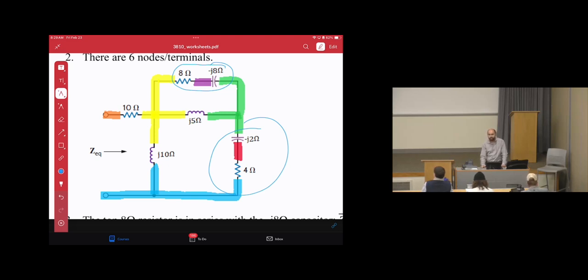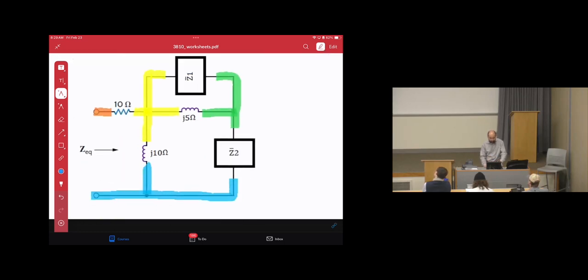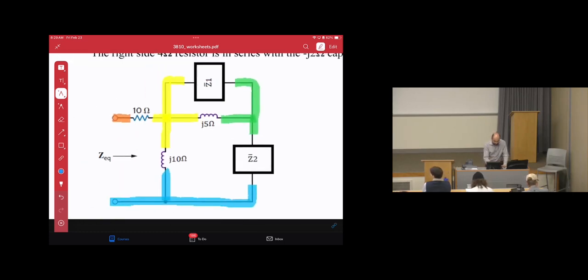When they are in series, we will replace them by a box. So their equivalent will be 8 minus j8, and here 4 minus j2. We cannot add 4 and 2 together, and we cannot add 8 and j8 together because they are different coordinates. It's complex numbers. Their equivalent will be a box. So this is Z1 bar, which is 8 minus j8, and Z2 bar, which is 4 minus j2. Now I'm ready for doing extra simplification.